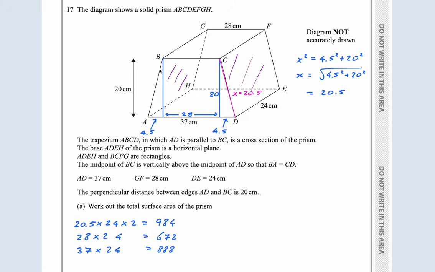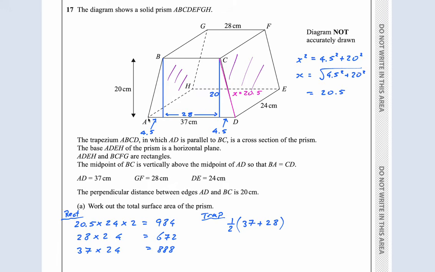Now I just have to do the two trapezia. It's this one and this one. Now, these are the rectangles, and these are the trapezia. The area of a trapezium is a half times 37 plus 28. This formula is in the formula booklet, guys.